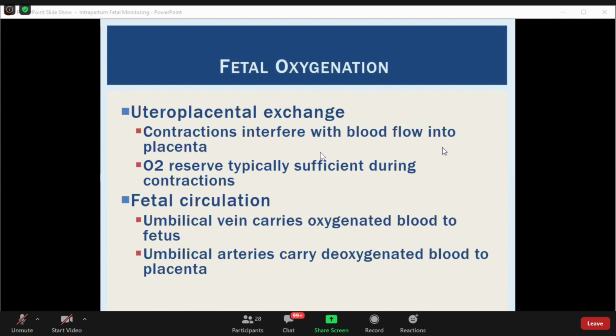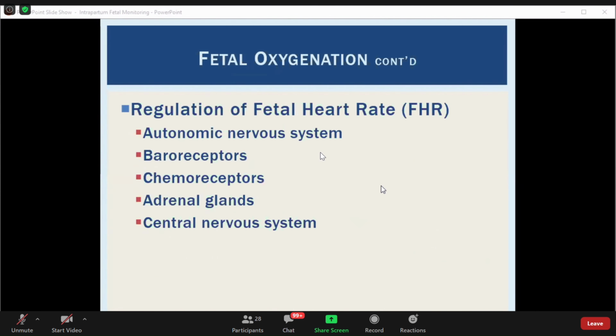And just reminders about fetal circulation. The umbilical vein carries oxygenated blood, umbilical arteries carry deoxygenated blood. For this entire system of fetal oxygenation to work, it requires adequate blood flow on the maternal end as well as on the fetal end. It requires adequate oxygenation. You need a functioning placenta, a functioning umbilical cord. So just keep the pieces of the puzzle in mind.